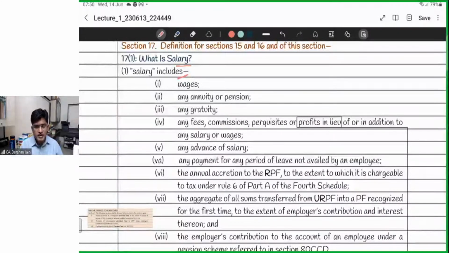Ishan, I'll come to your query in a short while. First, let's discuss this. I've got your query. I'll just answer it in a short while. Let's continue with the flow.